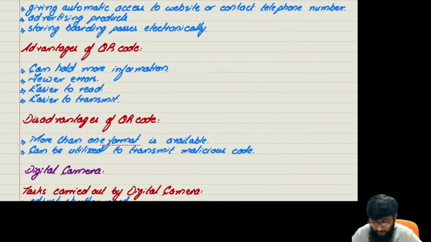But there are a few disadvantages as well. What are those disadvantages? Number one, multiple formats are available for the QR codes and they can be easily utilized to transmit malicious code or a virus.